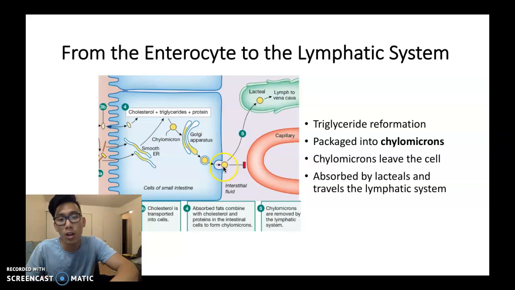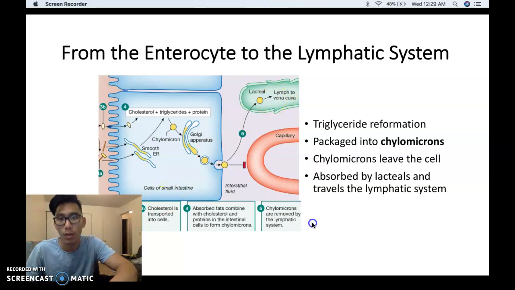And due to their large size, chylomicrons cannot go simply into the capillary or the bloodstream. Instead, lacteals will absorb chylomicrons, and it's from there that fat will go through the lymphatic system and then enter into the vena cava, where it can go into the circulatory system.